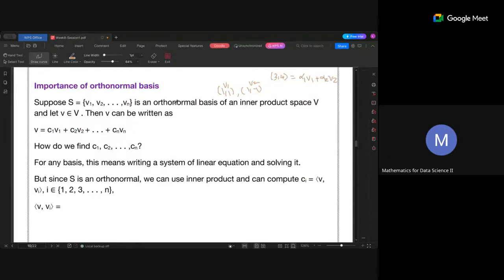But now we know that S is orthonormal. So how are we going to use this? In that case, you don't have to compute these Ci's individually. Your Ci is very simple. It is simply the inner product V comma Vi. How is it so simple? Again, just by the definition of inner product only. So, how do we prove this?